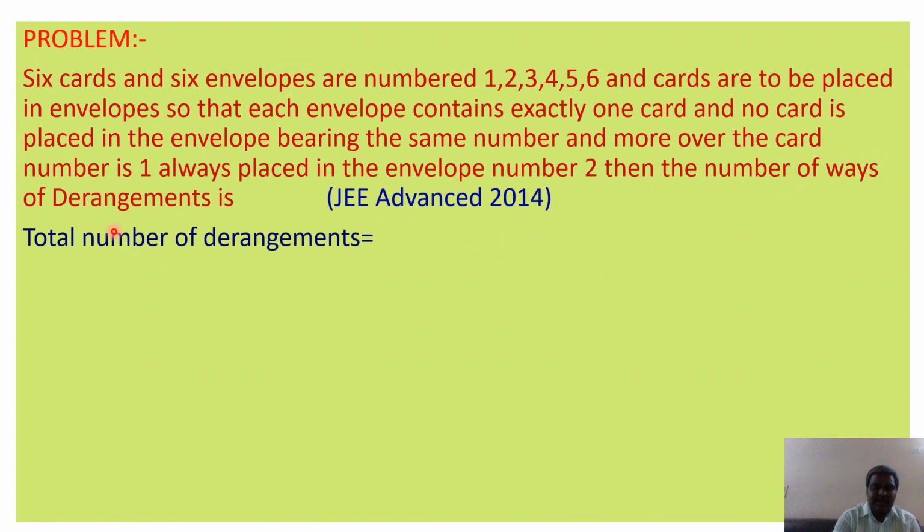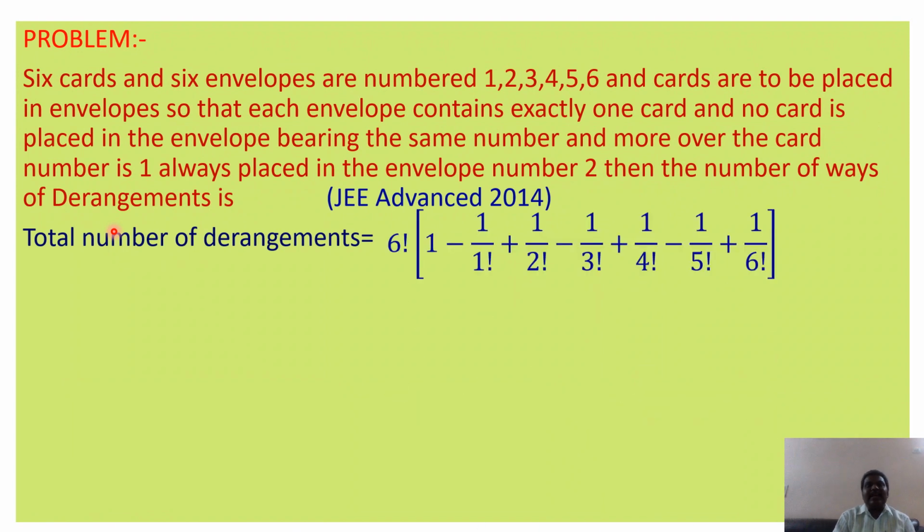So the total number of derangements is 6 factorial into 1 minus 1 by 1 factorial plus 1 by 2 factorial minus 1 by 3 factorial plus 1 by 4 factorial minus 1 by 5 factorial plus 1 by 6 factorial. Up to here, no doubt, because we proved this: n factorial into 1 minus 1 by 1 factorial plus 1 by 2 factorial minus 1 by 3 factorial, and so on up to plus or minus 1 whole to the power of n into 1 by n factorial. In the same manner, we applied the formula. But what is the extra condition given here? Number 1 is always placed in envelope number 2. With this condition, the number of possibilities is decreased. This is the total number of possibilities. Among the total possibilities, only some satisfy this condition.